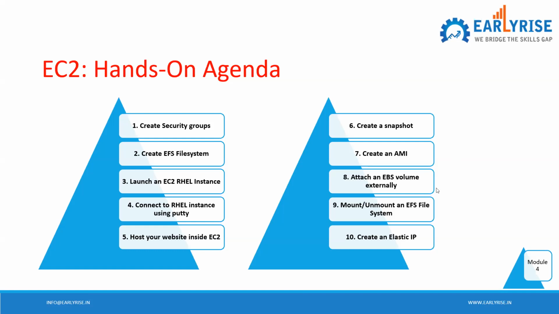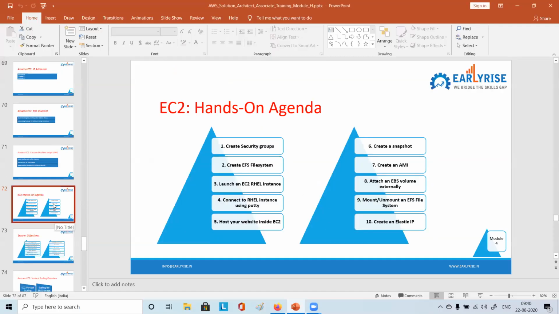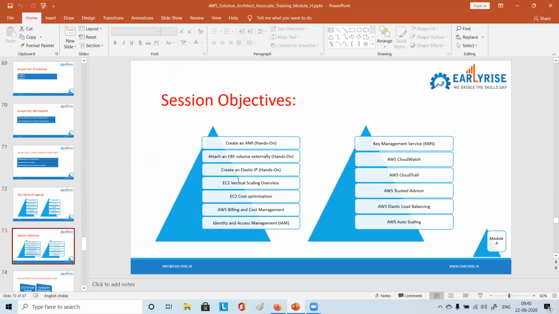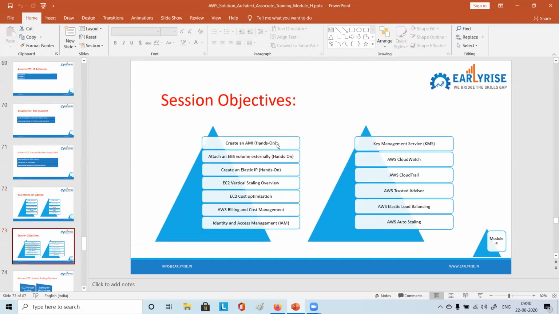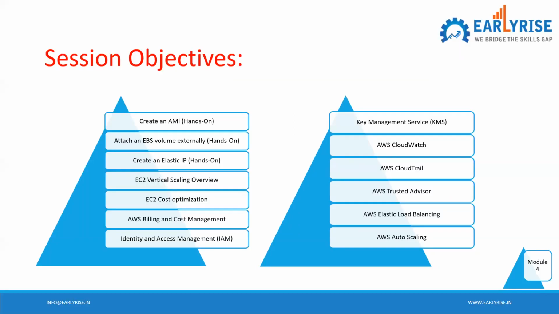So we will begin with creating an AMI. For that, we need to log into the Amazon Web Console. Once we do that, creation of this AMI and a couple more hands-on activities, then we will discuss the previous three topics, and then vertical scaling overview, and cost optimization, which was also from the previous session, and billing and cost management. So we'll discuss certain cost optimization aspects and billing related stuff.